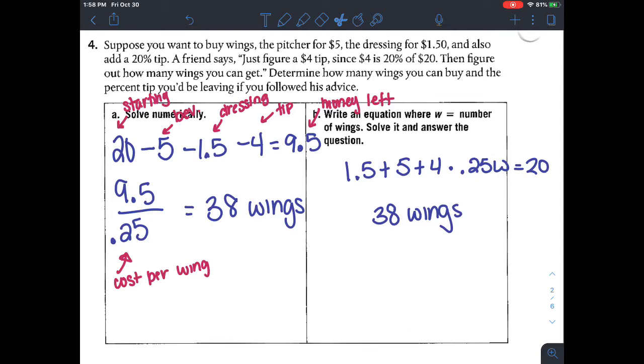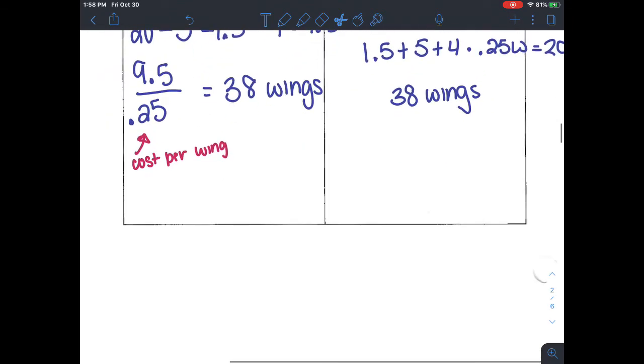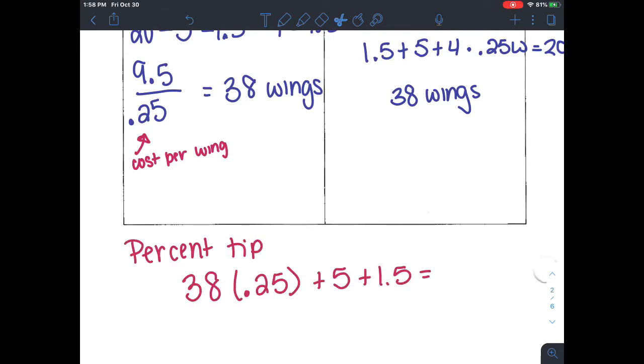Let's determine how many wings you can buy. We did 38 wings. And the percent tip we're actually leaving if we followed his advice. Because, unfortunately, your friend was wrong with his advice. So we have our 38 wings. Okay, we're going to have to work backwards here. We've got our 38 wings times 25 cents per wing, plus $5 beverage, plus $1.50 for the dressing. That's what we purchased. That is our total food bill, okay? That's $16. Our food bill is $16.